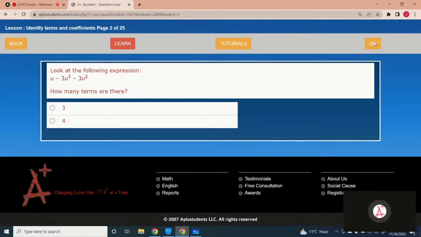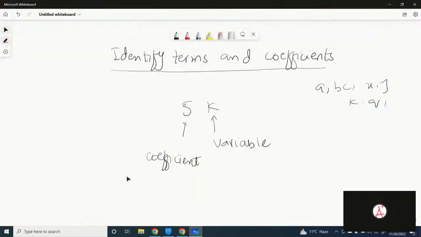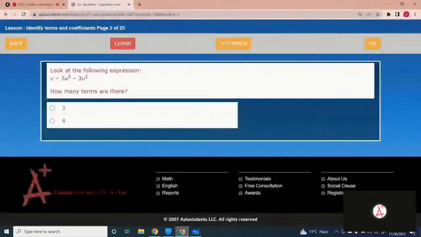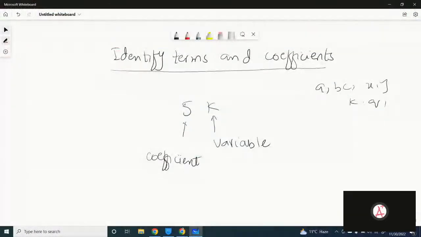Okay, the next one is look at the following expression. How many terms are there? Okay, it would be u minus 3u cube minus 3u square. Okay, you have to see how many terms are there.